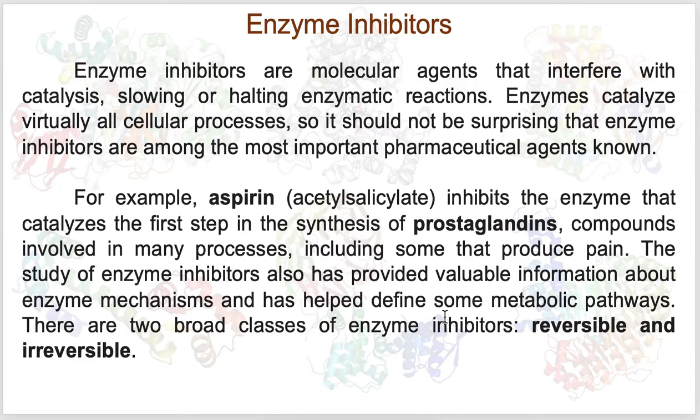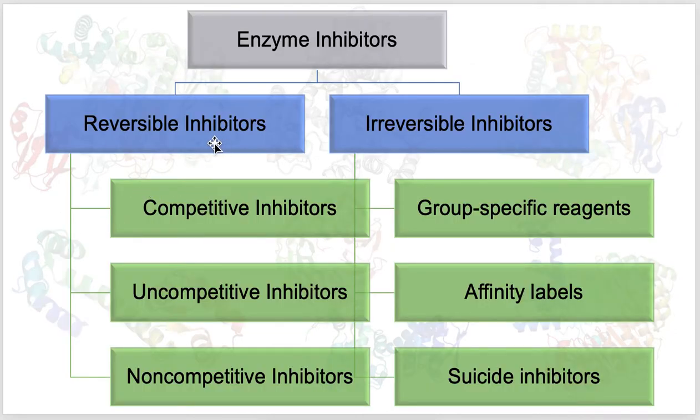understand different metabolic pathways. Anyway, enzyme inhibitors are broadly classified into two groups: reversible inhibitors and irreversible inhibitors. Reversible inhibitors are of three types: competitive, uncompetitive, and non-competitive. And irreversible inhibitors also have three types: group specific, affinity labels, and suicide inhibitors.